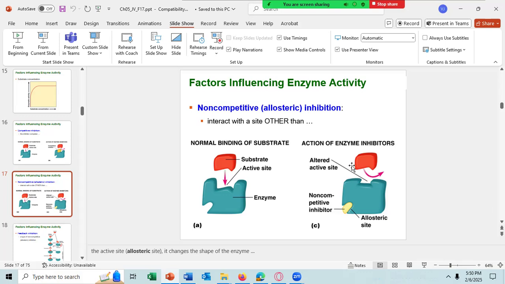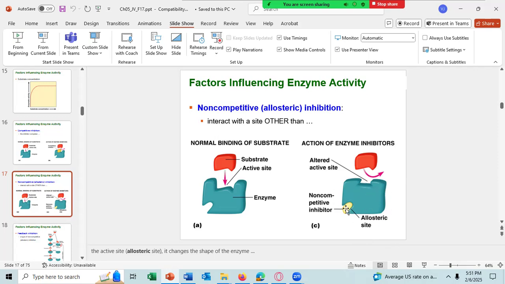All right, a non-competitive inhibitor binds to the enzyme at a site other than the active site. And we actually have a name for it. It's called the allosteric site. When the non-competitive inhibitor binds to the enzyme, it binds at a site other than the active site.